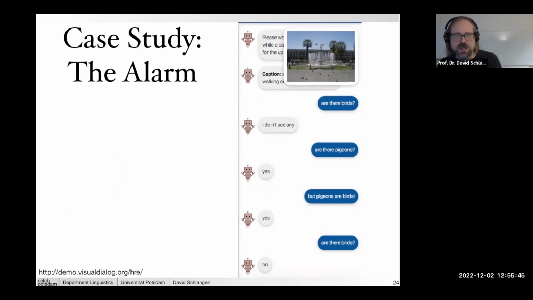So I asked, are there birds? It says I don't see any. I ask, are there pigeons? And it says yes. So if it even makes sense to talk about the beliefs of the system, then there are very different beliefs than what we have. If we have a pigeon belief, then we also have a bird belief, right? But these systems are not trained to do this kind of stuff. But that's kind of my point here, that they're not trained to do this, right?